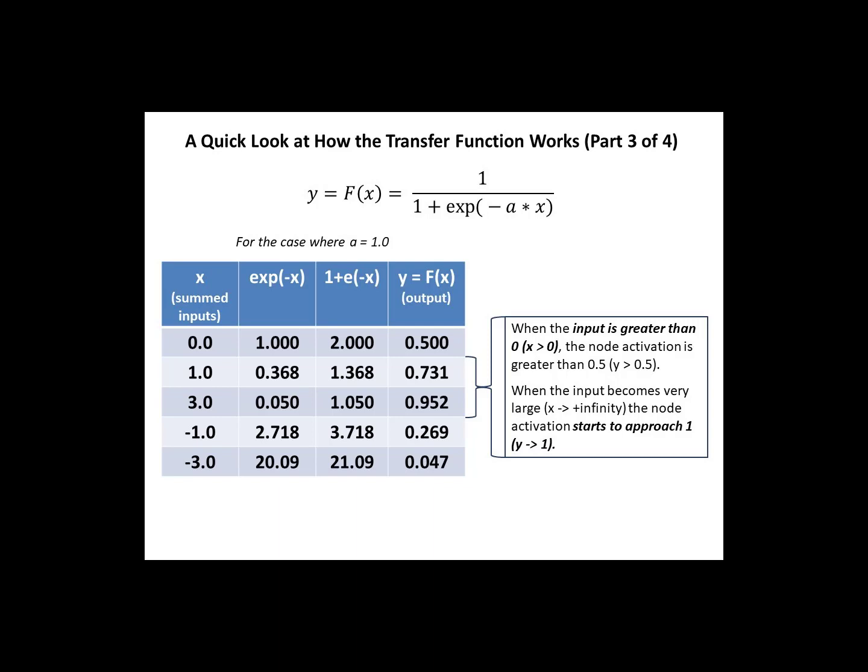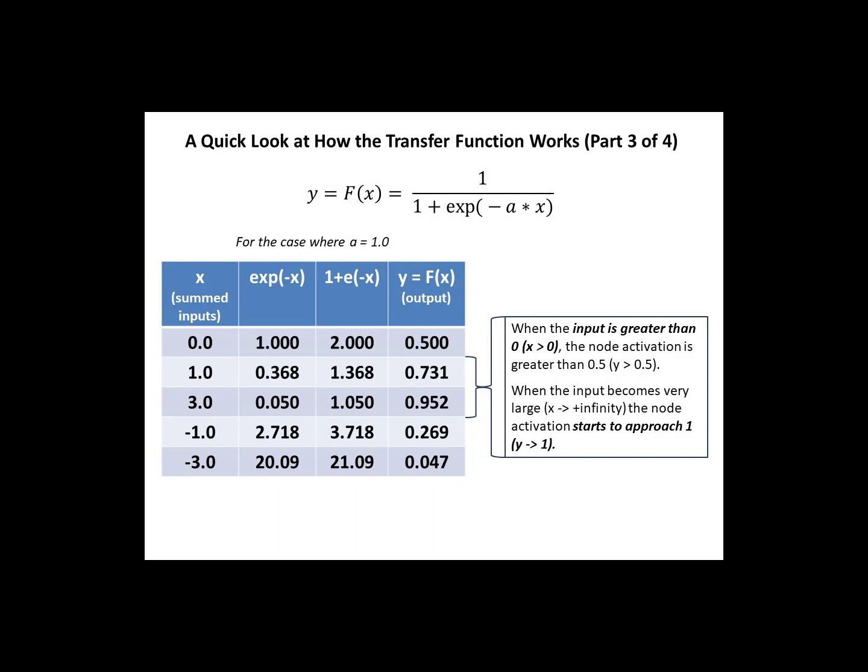When the input to the transfer function is a positive number, then the exponent of the negative of that positive number is a fraction. It's going to be less than 1. And then when we add 1 to it, we get a number that is over 1, but still kind of small. In fact, the bigger that x is, the smaller that e to the minus x is going to be, so 1 plus e to the minus x will be very close to 1.